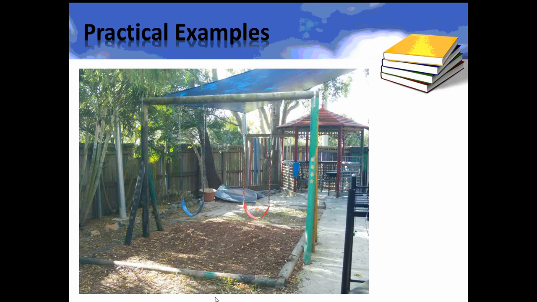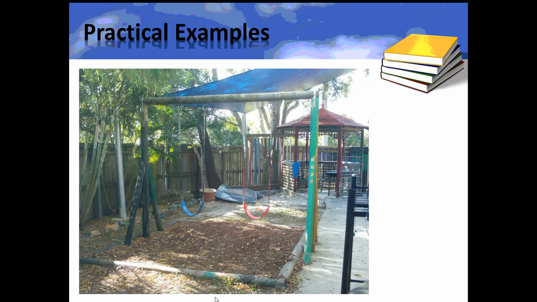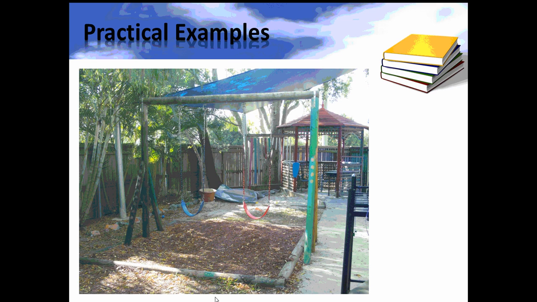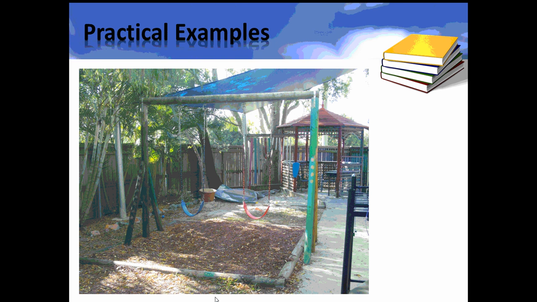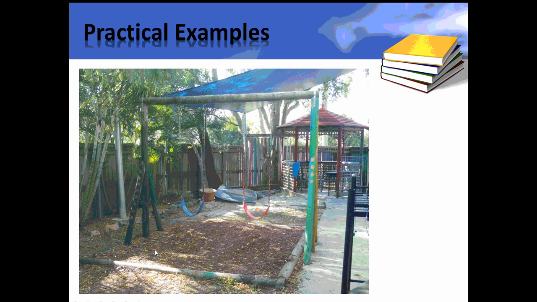So it's really important that we understand how a workplace inspection works and how you identify hazards. So let's go and have a look at a couple of practical examples here. In this example, we're in an outdoor area, it could be a play area, and you can see some of the things that might be a hazard.